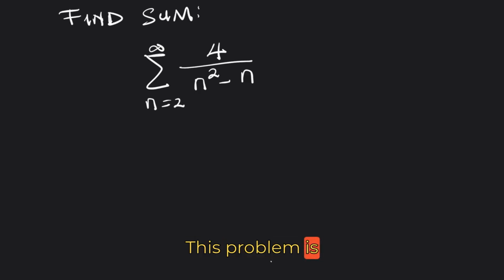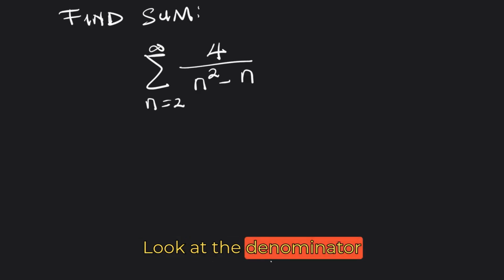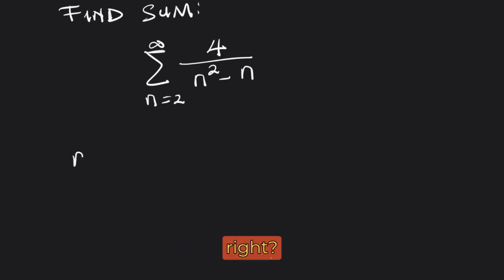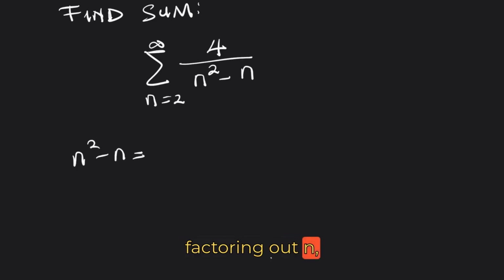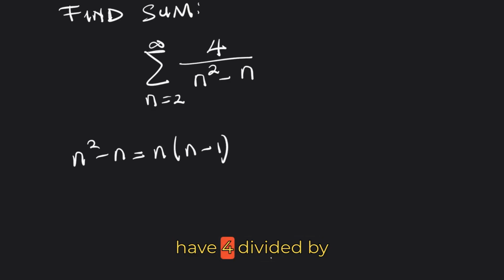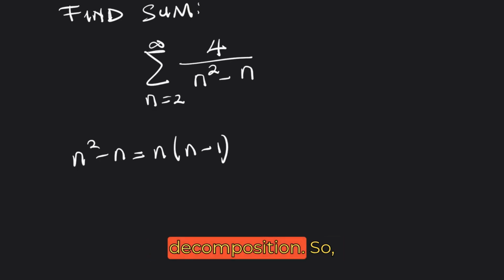This problem is a telescoping series, but it is slightly hidden. Why? The hint is in the denominator. Look at the denominator. You have n squared minus n, right? Which is just factoring out n, I have n minus 1. So you can see that you have 4 divided by n into n minus 1. So it tells you that you need to remember some partial fraction decomposition.